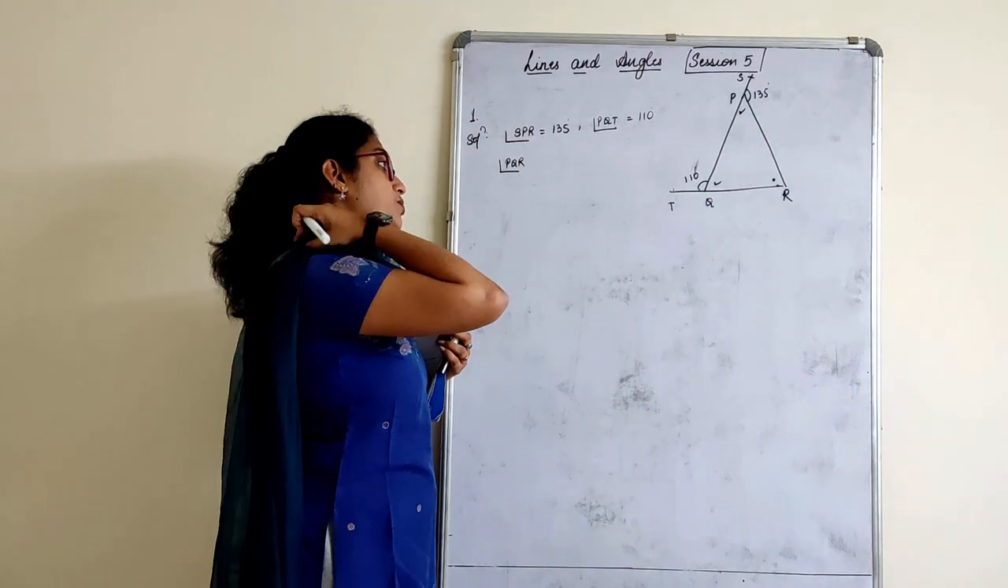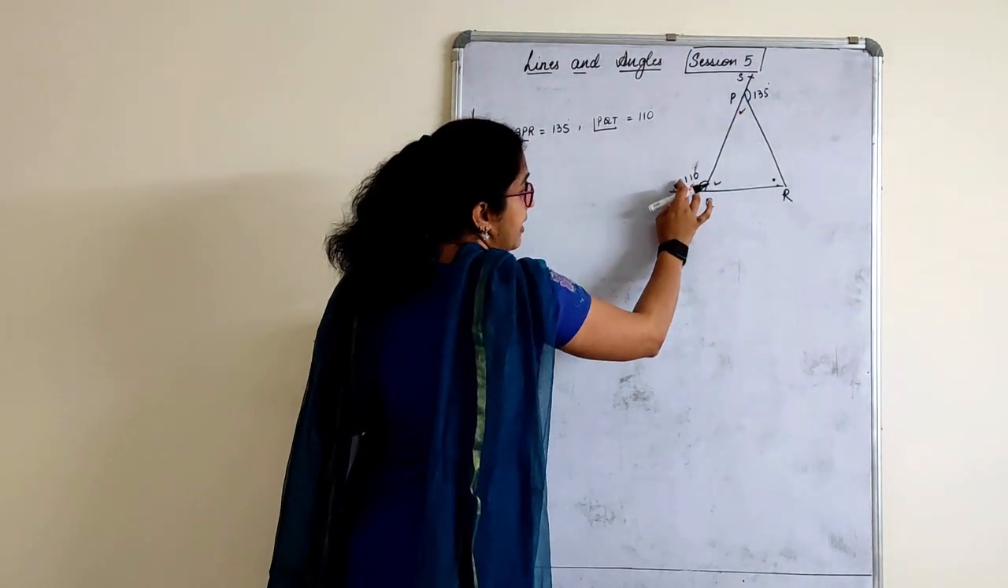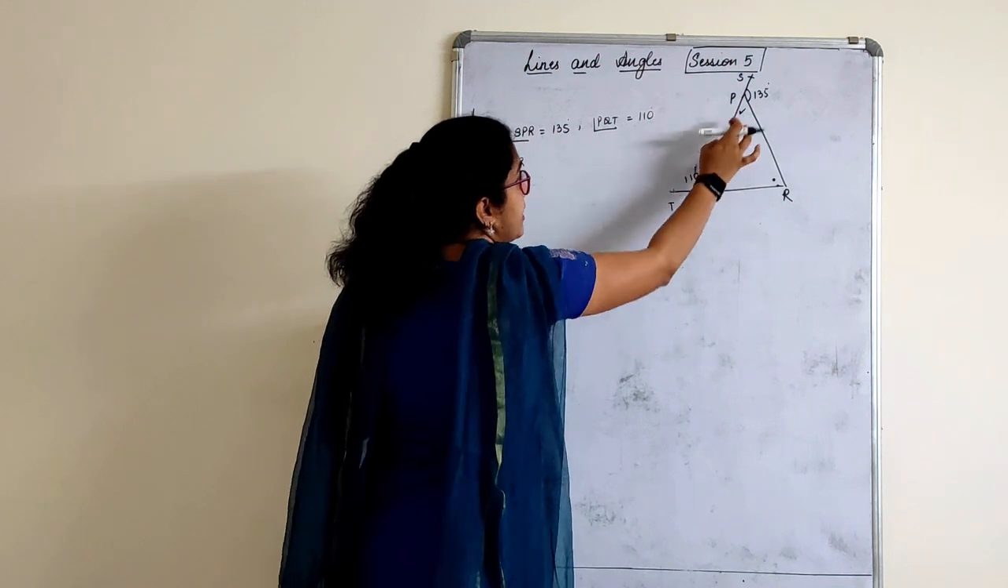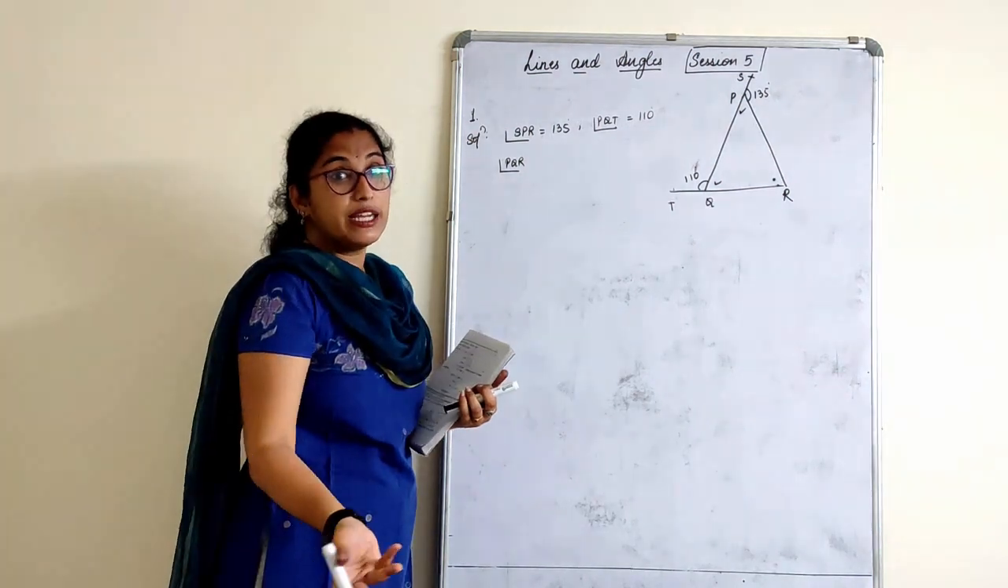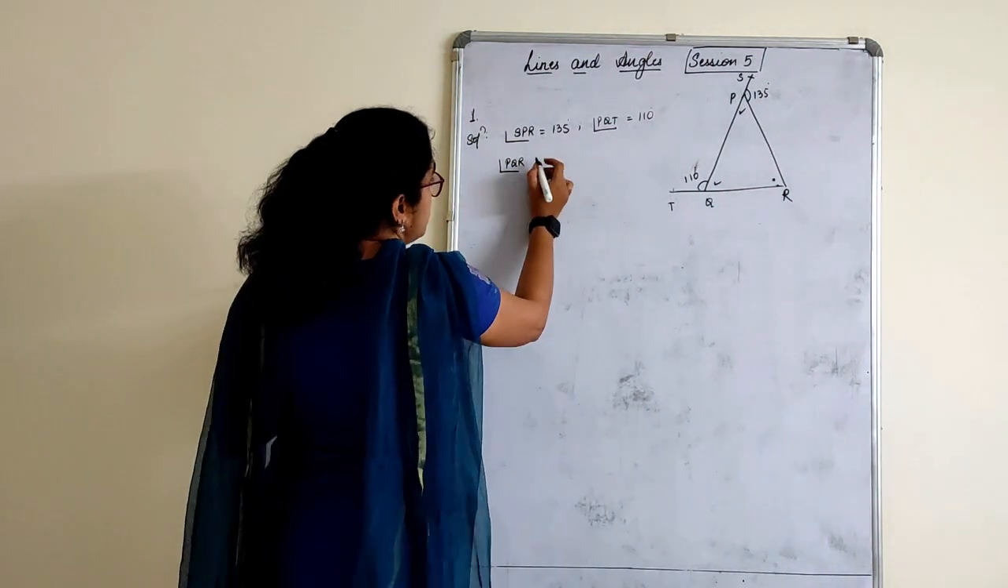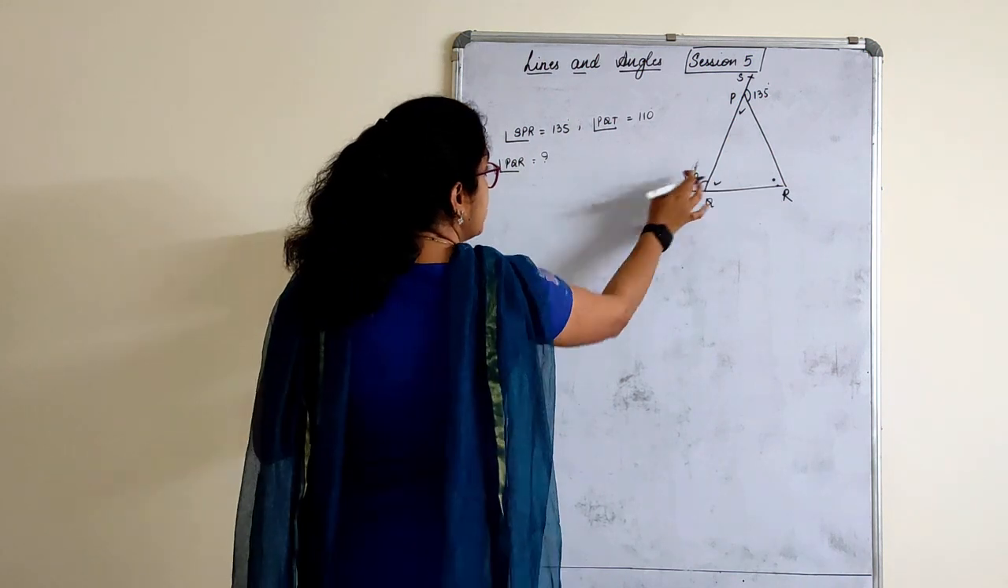Now children, what we can do here is, only using linear pair if I find this angle, then from the exterior angle theorem also I can tell that this angle is equal to the sum of these two, right? That way also you can do it. So this is the question mark. So now let's find this angle first.